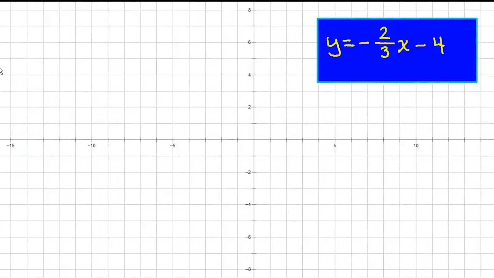All right, so in this next example, we got y equals negative 2/3 x minus 4. So the steps are the same. You're going to start by plotting your y-intercept. This time, be careful. Last time it was a plus, but because it's a minus, we're going to go down 4 to plot our y-intercept. And that was our first point.